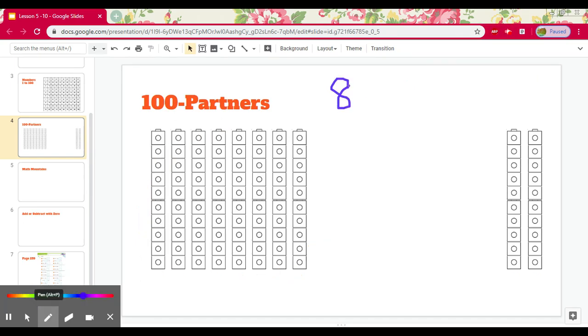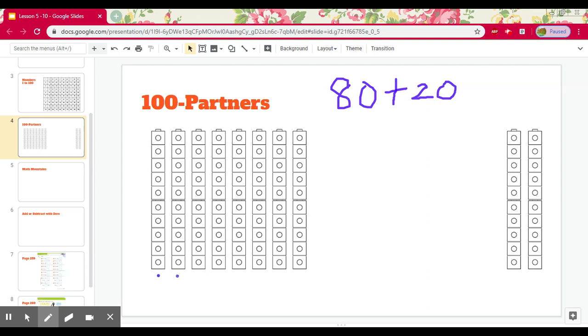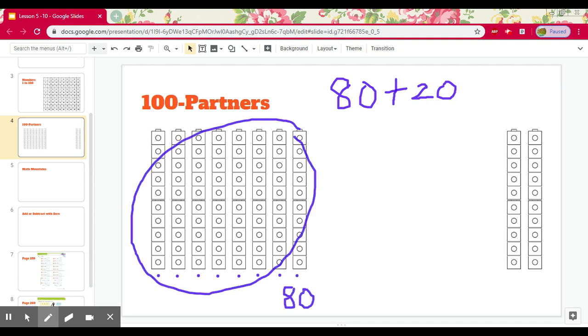Let's solve 80 plus 20. We can use our 10 sticks. Please count by tens with me. 10, 20, 30, 40, 50, 60, 70, 80. We counted by tens up to 80. That means we have 8 10 sticks. Let's count on from 80. 90, 100. 80 plus 20 equals 100. 80 and 20 are 100 partners.